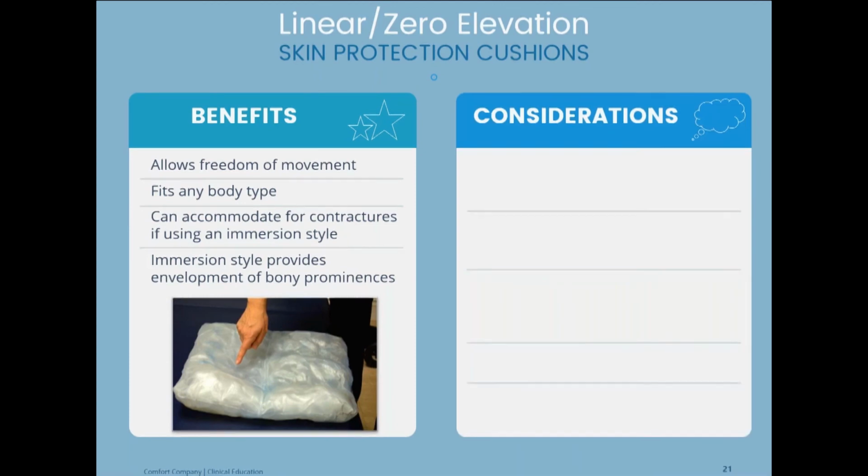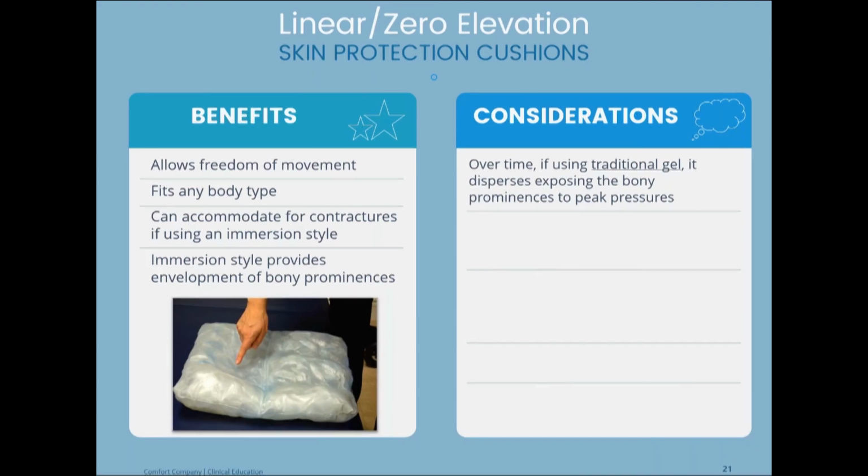However, as I mentioned before, the medium is huge when it comes to this type of cushion, and the quality of the medium. So with a linear cushion, you have to be careful when using those traditional gels. Because when you sit that person on the cushion and the bony prominences start to go inside and immerse in the cushion, if you're using a lower quality gel, that gel disperses away from that pressure under the bony prominences.